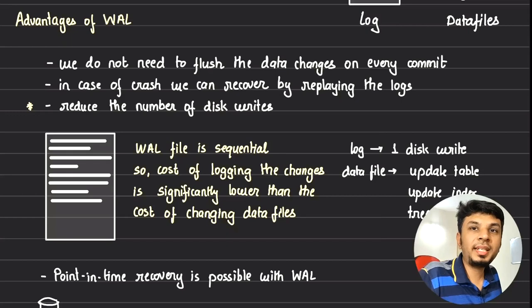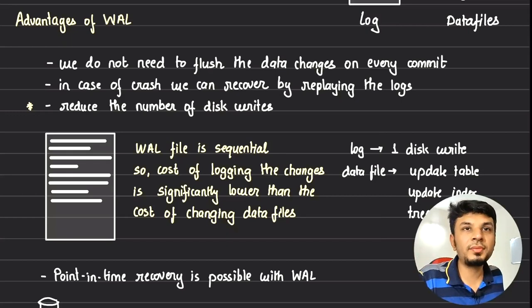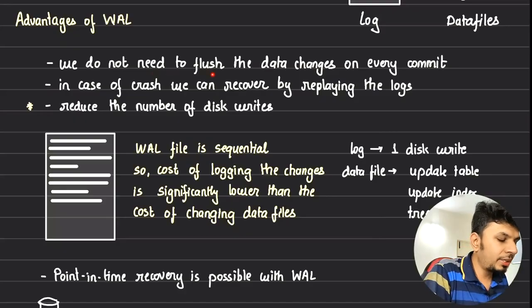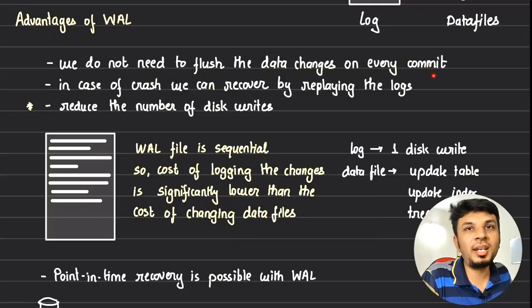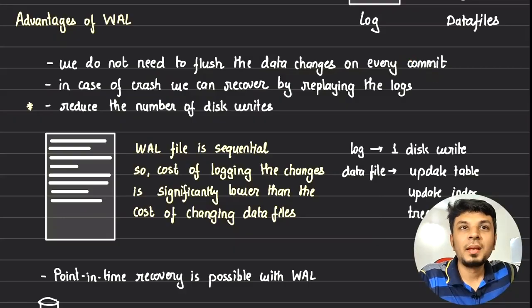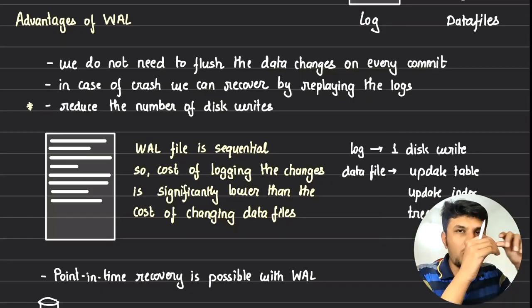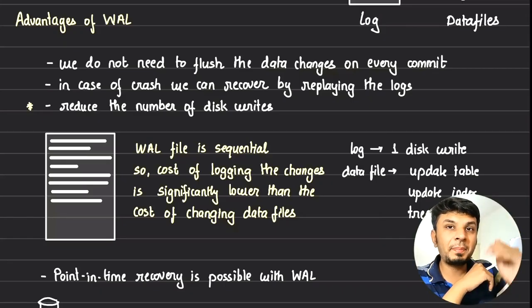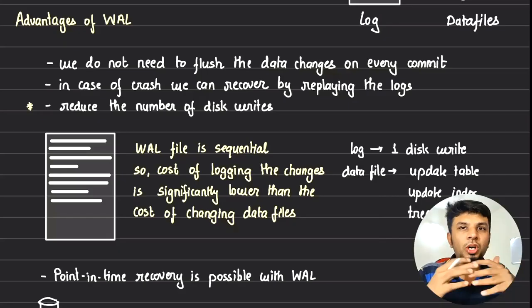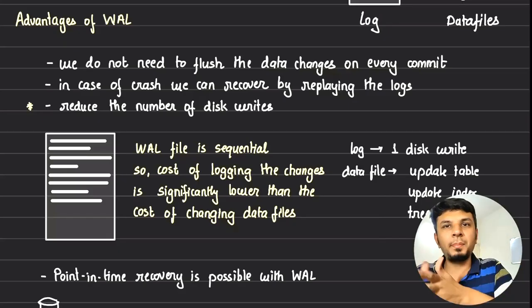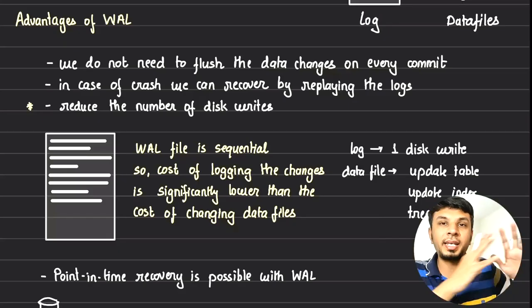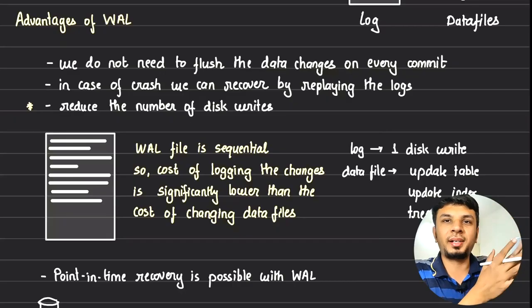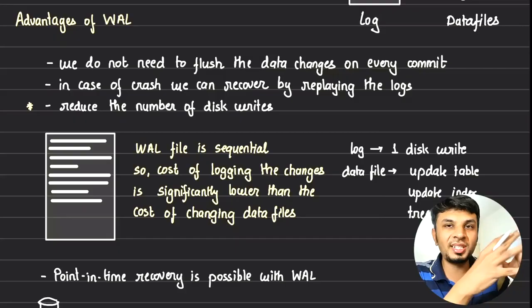And this is one of the key reasons why write-ahead logging gives you immense performance out of your database, because now there is no need to flush the data changes on every commit. Because you are already logging the updates in a separate log file, you do not have to commit those changes immediately. You can keep them in an in-memory buffer where all of those changes are buffered.